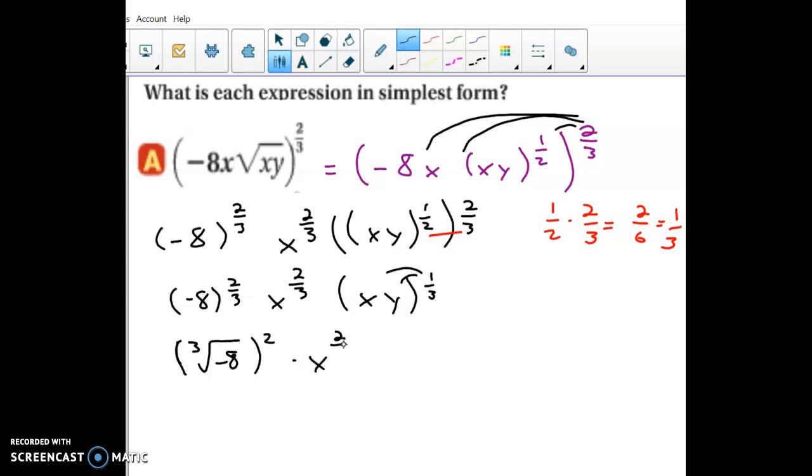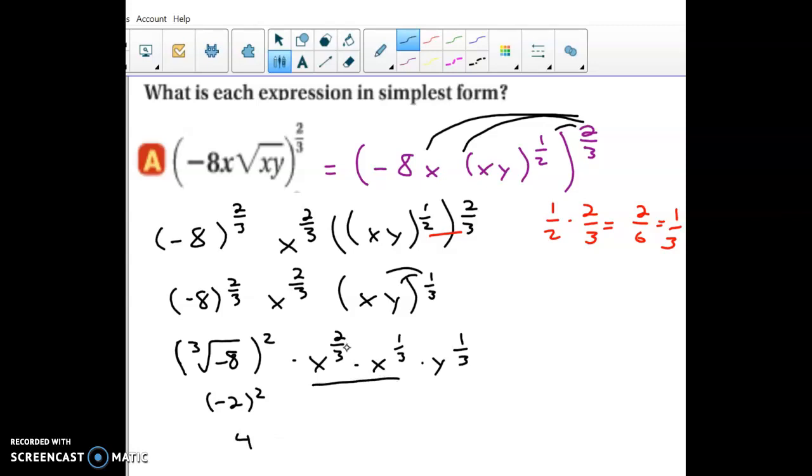Okay, and then we have x to the 2/3. And so now when we distribute, we'll have x to the 1/3 and y to the 1/3. All right, so this part will clean up nice and neat again, because the cube root of -8 is -2. All right, and then we're going to square that, and eventually we'll get a 4.